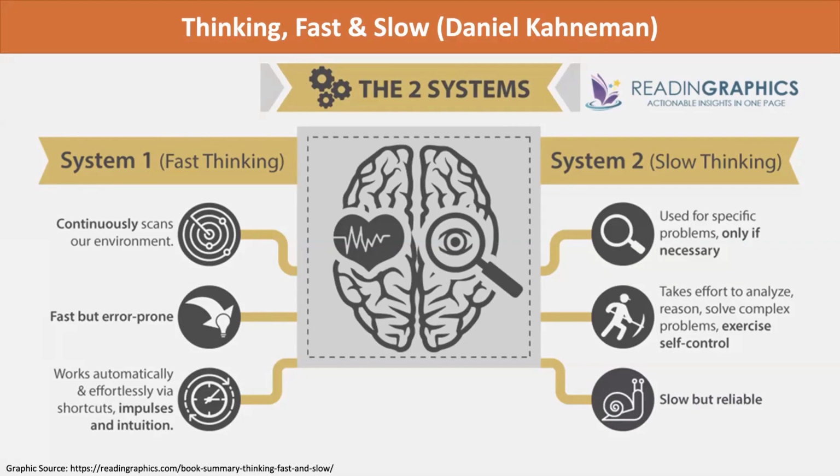In contrast, system two is much slower. It feels like it takes effort. It actually does take effort. We use it for specific problems, but only if we deem it necessary. It's like solving a math problem. It's what system two feels like. You have to want to engage in system two. And it takes a lot of effort. We don't like it. We have to exercise self-control. But when we stick with it, system two is reliable.